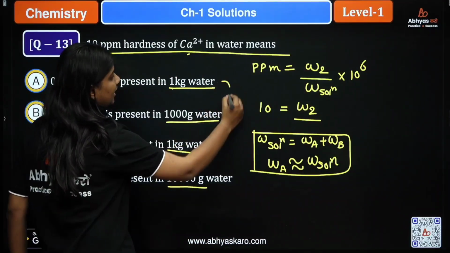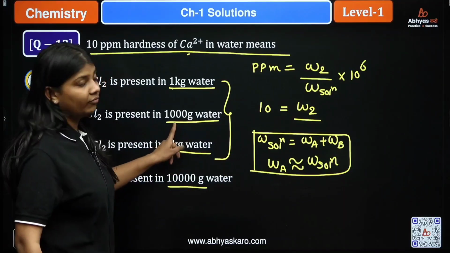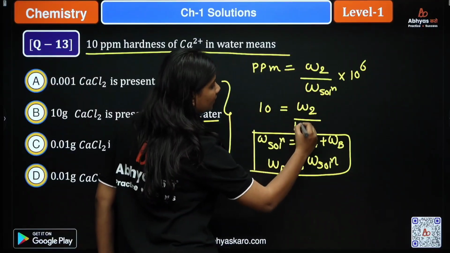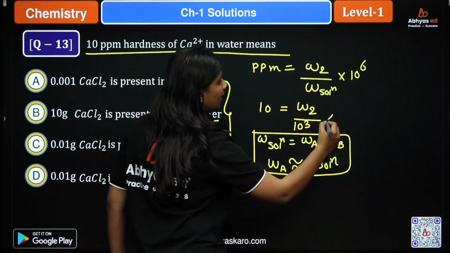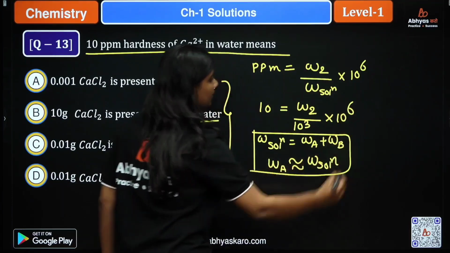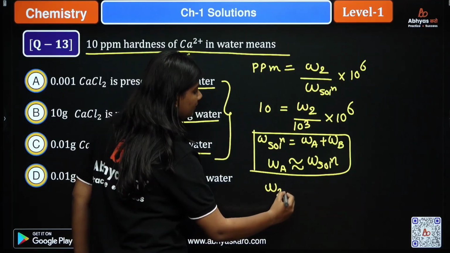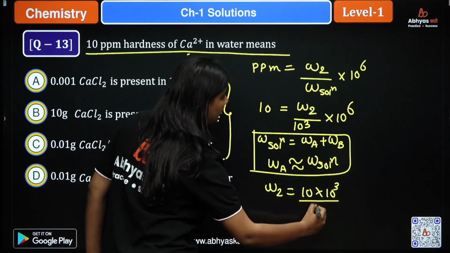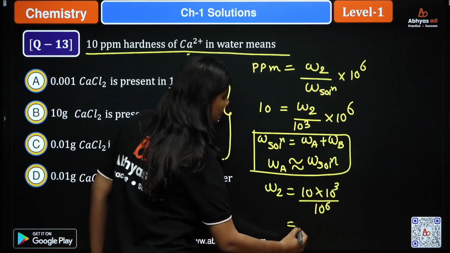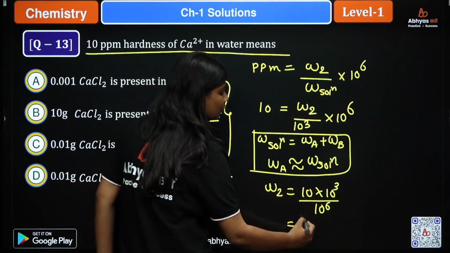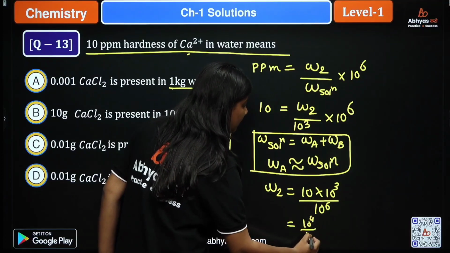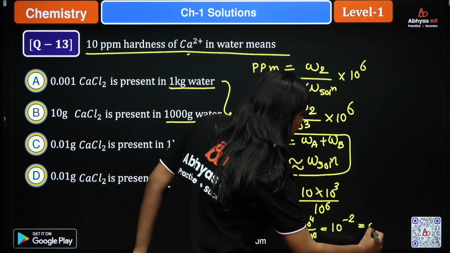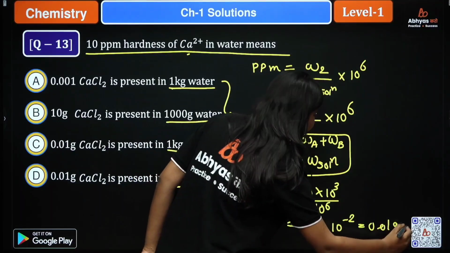Here you can choose any of the options. You can see in these three options, the amount of solvent is 1 kg, that you can write as 1000 gram. So here 10 raised to 3 into 10 raised to 6. So W2 would be 10 raised to 3 divided by 10 raised to 6. On solving, the answer comes out to be 10 raised to minus 2, that is 0.01 gram.